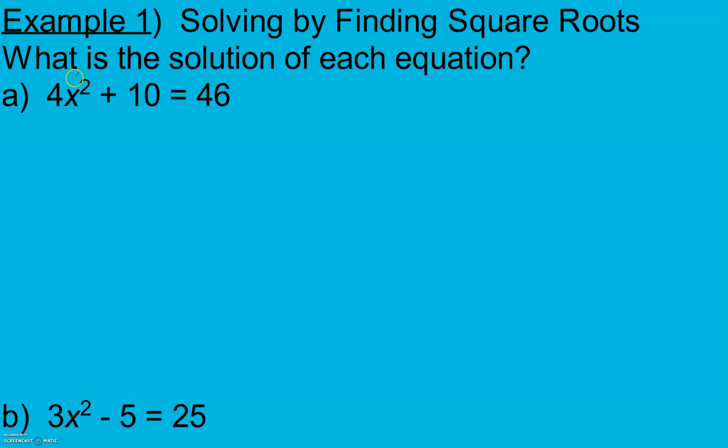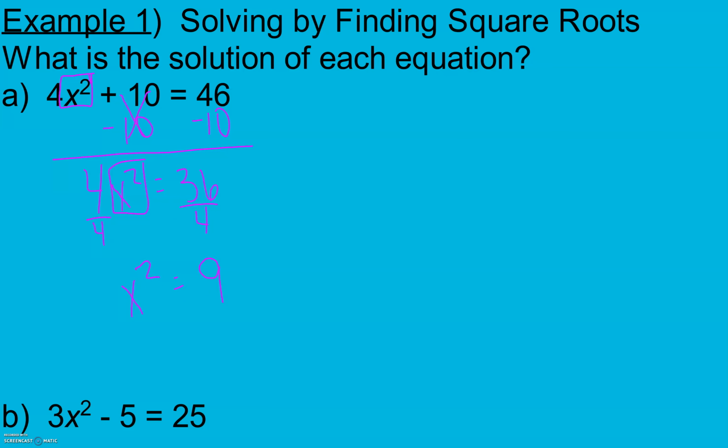Here, if we look, we only have one x term. It's an x squared, but it's still just one x term. So we're going to go ahead and isolate that term by adding or subtracting first, just like if it was a regular x instead of an x squared. Then we have multiplication, so we're going to get rid of it by dividing. And again, whatever we do to one side, we always do to both.